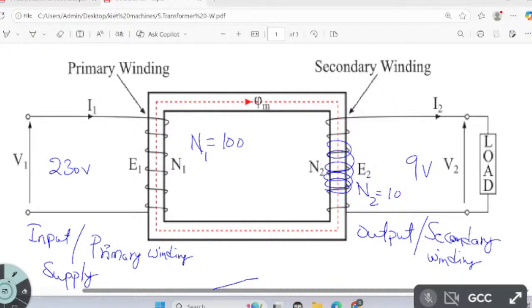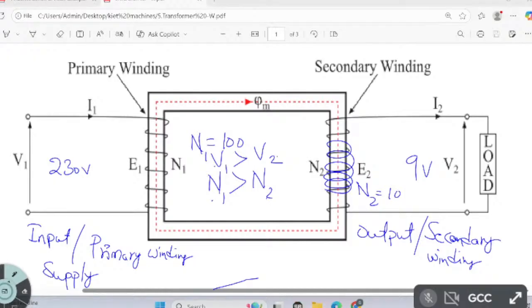So here N1 is more than N2. For example, V1 is more than V2, 239. So more turns, less turns. If you wind less turns, we will get less voltage. If you wind more turns, we will get more voltage. So the value of voltage is entirely depending upon the number of turns. Depending upon the number of turns, the value is changing.